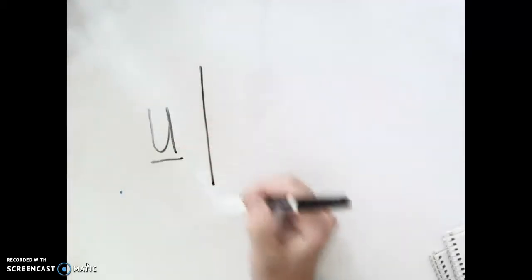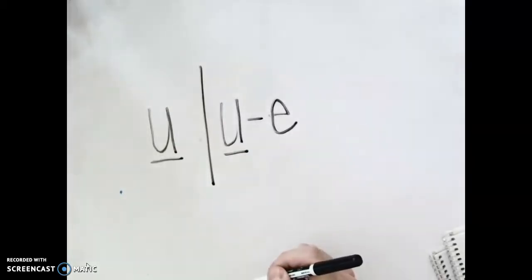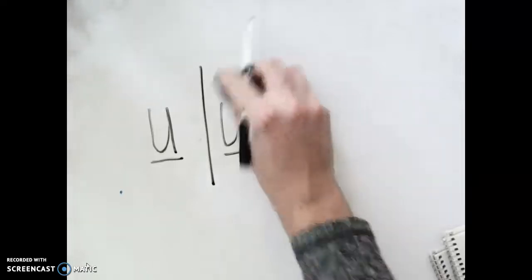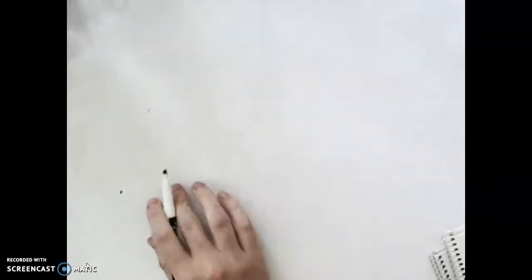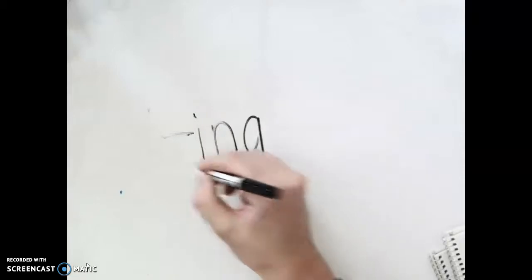Show me the two ways that we know to spell the long U sound. Long U says U. We know U says U, and U magic E says U. Show me what we would do to spell ing. Ing is spelled I-N-G. That spells ing.